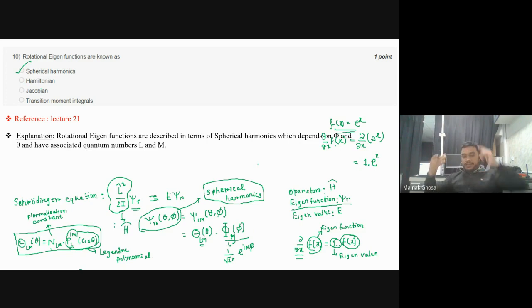The Jacobian is a matrix of partial derivatives. Suppose you take del x, del y, del z in matrix form, that will show the Jacobian matrix form. So it is not relevant here, and your answer here is spherical harmonics.